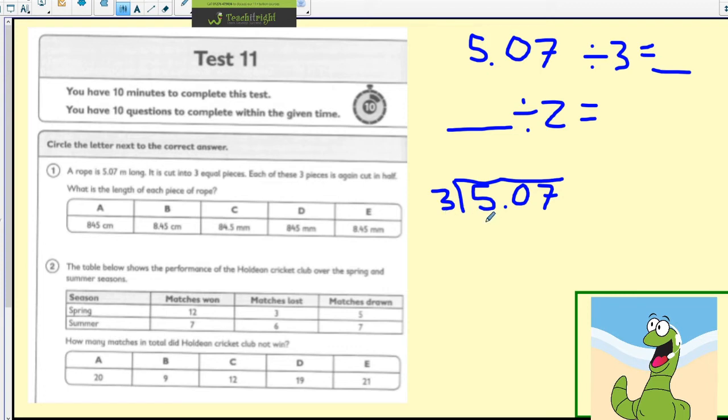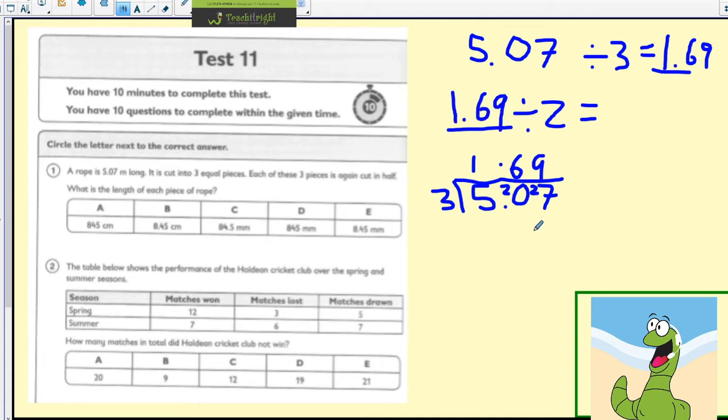So 3s into 5 goes 1 time, remainder 2. 3s into 20, so make sure I keep my decimals in the same place. Whenever I can see that, I'll always put them there. 3s into 20, well, obviously 3 goes into 18 6 times, remainder 2. But 3s into 27 go 9 times. So the answer up here is 1.69. And then I need to do 1.69 divided by 2.